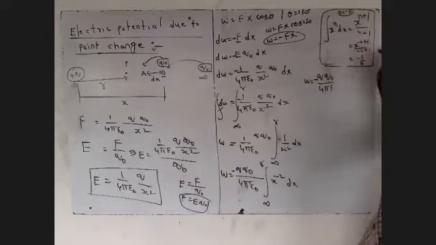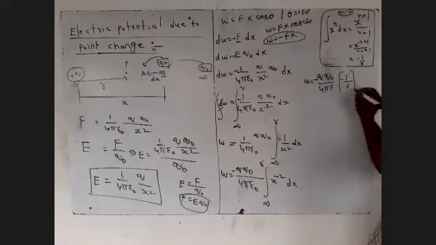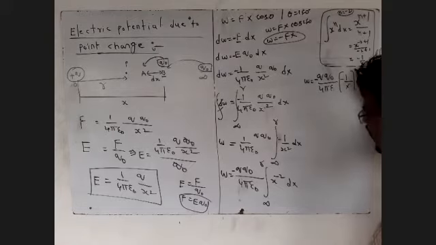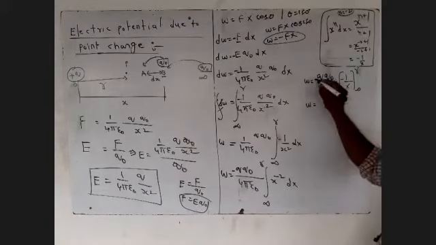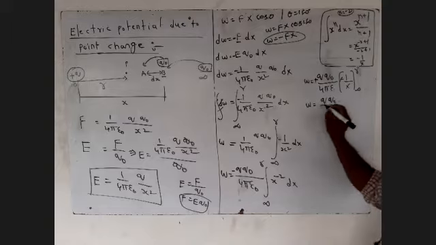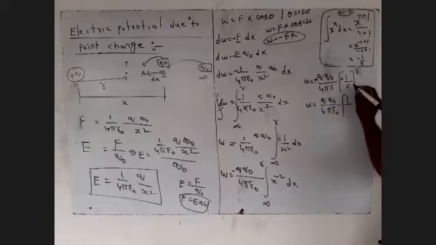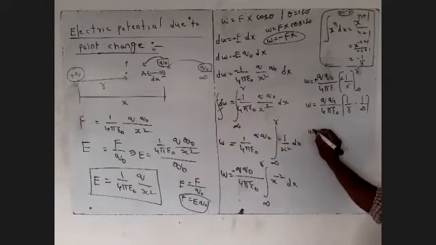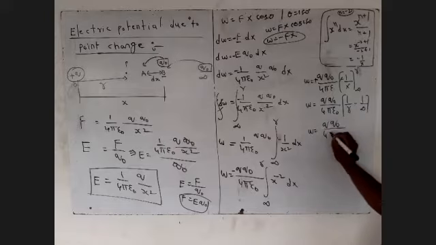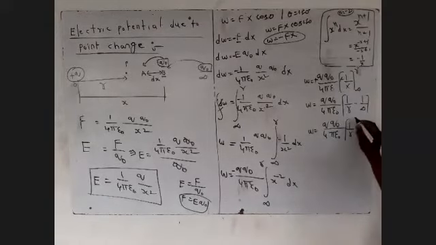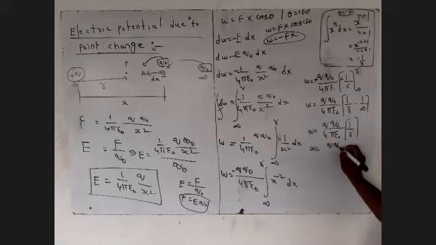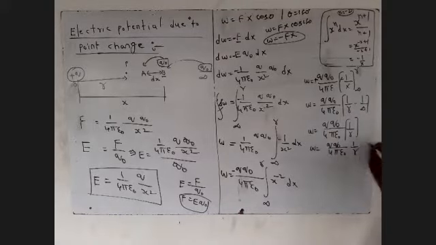So integration of x power minus 2 dx value is minus 1 by x. What is the upper limit? The upper limit is R, and the lower limit is infinity. Minus into minus gives plus, so Q Q naught by 4 pi epsilon naught, with 1 by x, that is 1 by the lower limit, infinity. So W is equal to Q naught by 4 pi epsilon naught times 1 by R. 1 by infinity is 0. So W is equal to Q Q naught by 4 pi epsilon naught R.